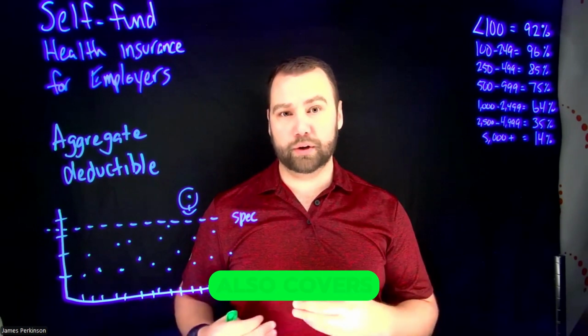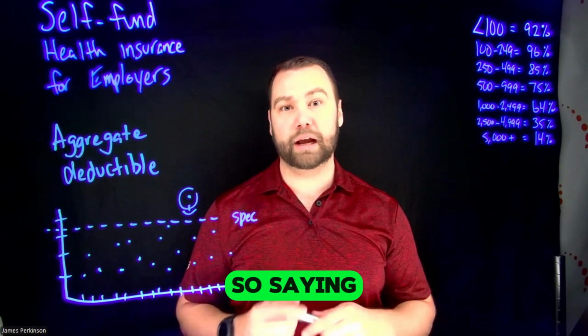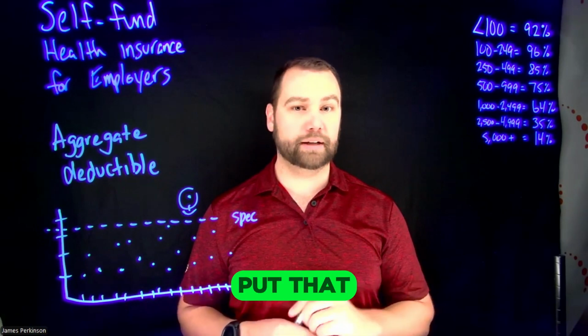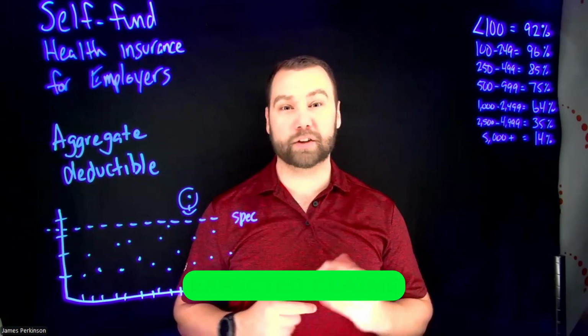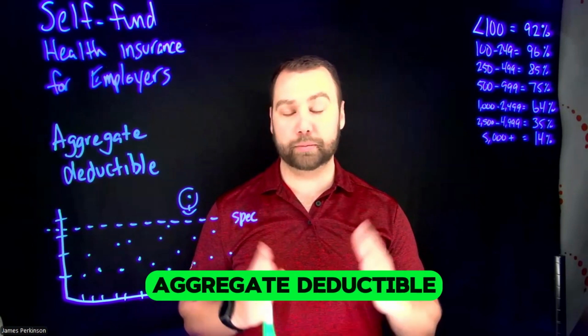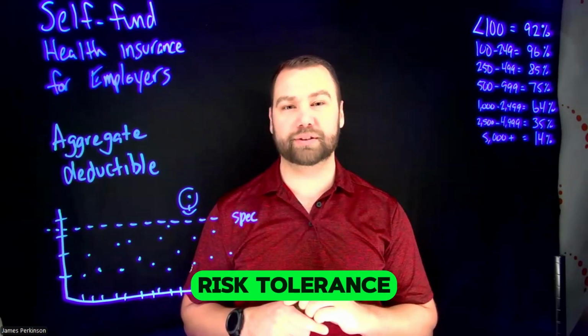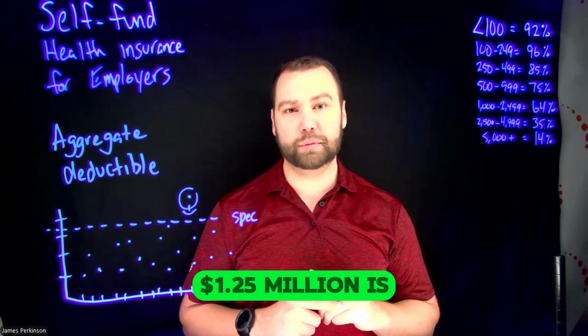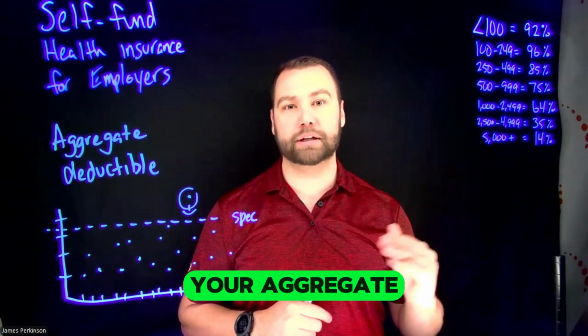One of the things that we'll also cover is what's called a risk corridor. So, what is the expected claims level amount? One way to put that is, say, if I have an employer where the expected claims is $1 million, they're going to put an aggregate deductible depending upon the risk corridor and your risk tolerance. That might say, hey, claims above $1.25 million is where your aggregate deductible is.